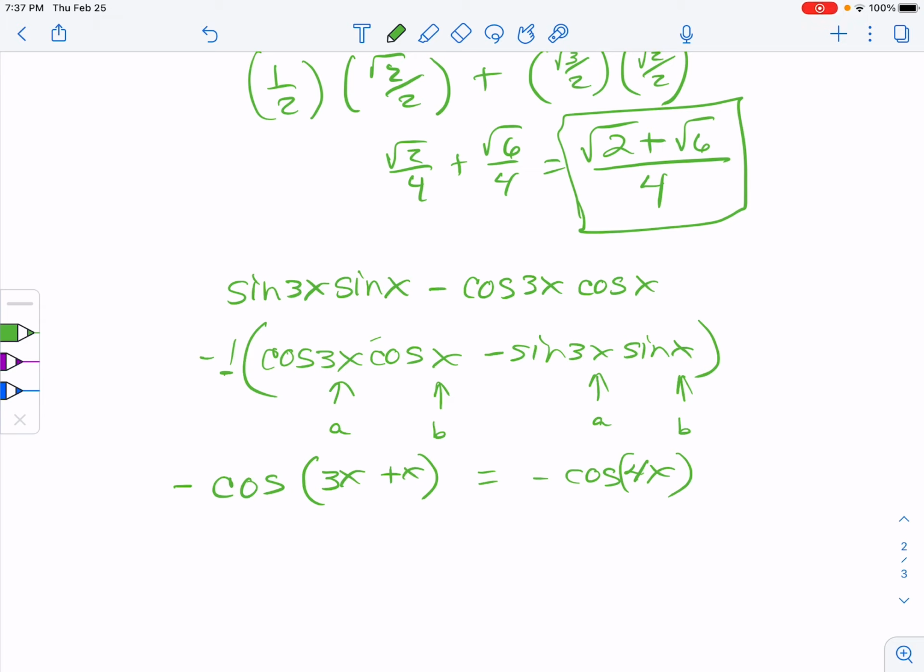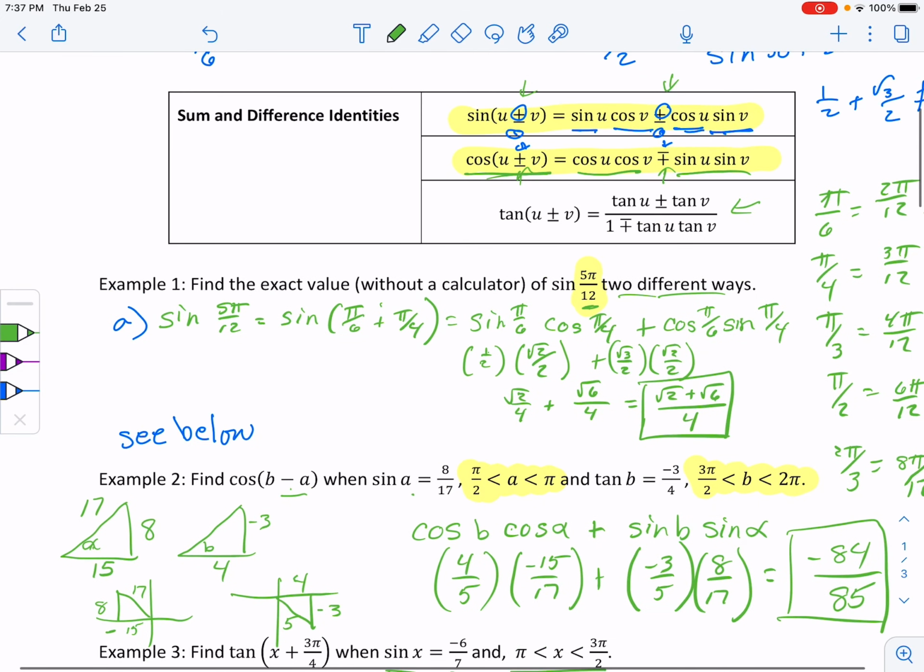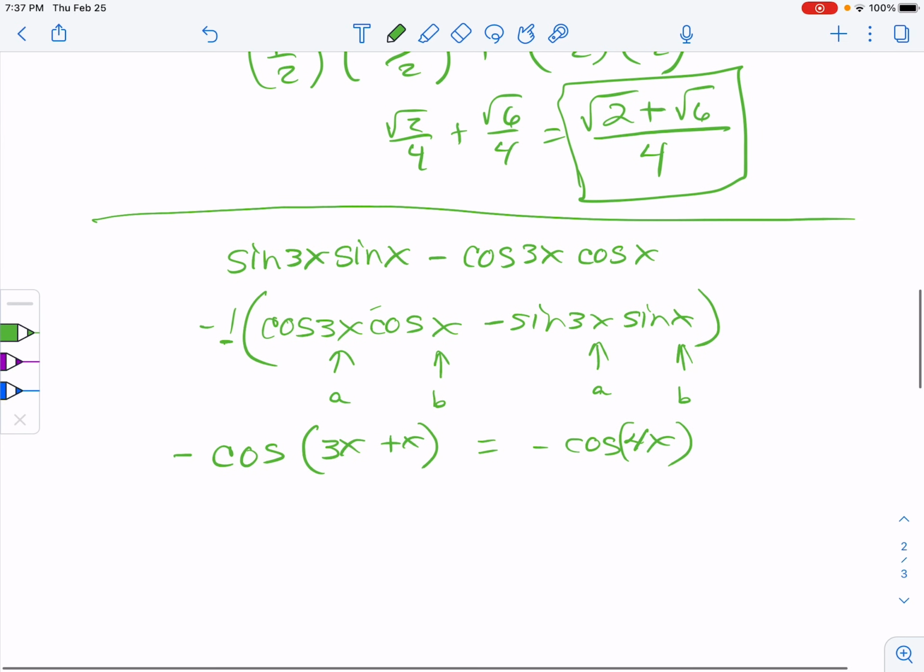Ooh, that was tricky. Good problem. You have to recognize the pattern. And our pattern up here said it was cosine first and then sine, so I knew I had to switch these. And that's where you factor the negative 1 out front. You got your answer. Good problem.